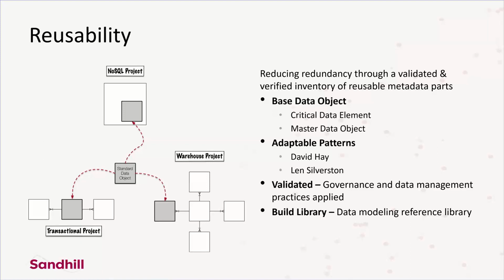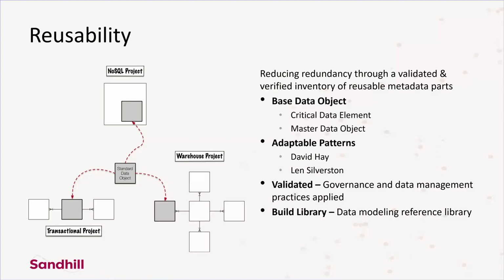So by reducing redundancy through validated and verified inventory of reusable metadata parts, you can have a base data object that's usually some kind of critical data element or master data object, or maybe a collection of things. And as I mentioned before, if you're ever looking for patterns, you can find them in various books. And I say that David Hay and Len Silverston have written two that I know of, but they're validated. So data governance has been applied to these things.